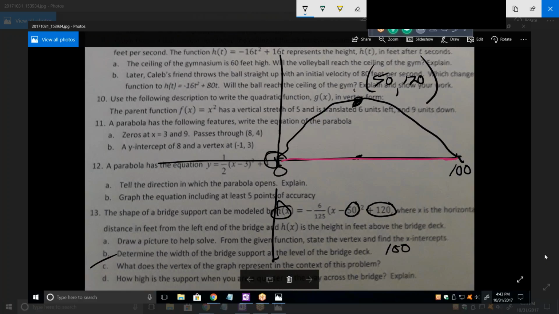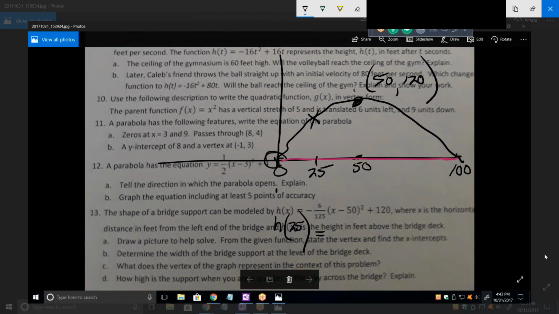How high is the support when you are a quarter of the way across the bridge? Well, a quarter of the way is 25, correct? Yes. What's that point? 25 feet high. You have to plug it into the equation. It's not going to be as simple as that. In other words, the equation of this parabola is that complicated looking thing there. And they want to know what h(25) is. That's the question: what is h(25)?